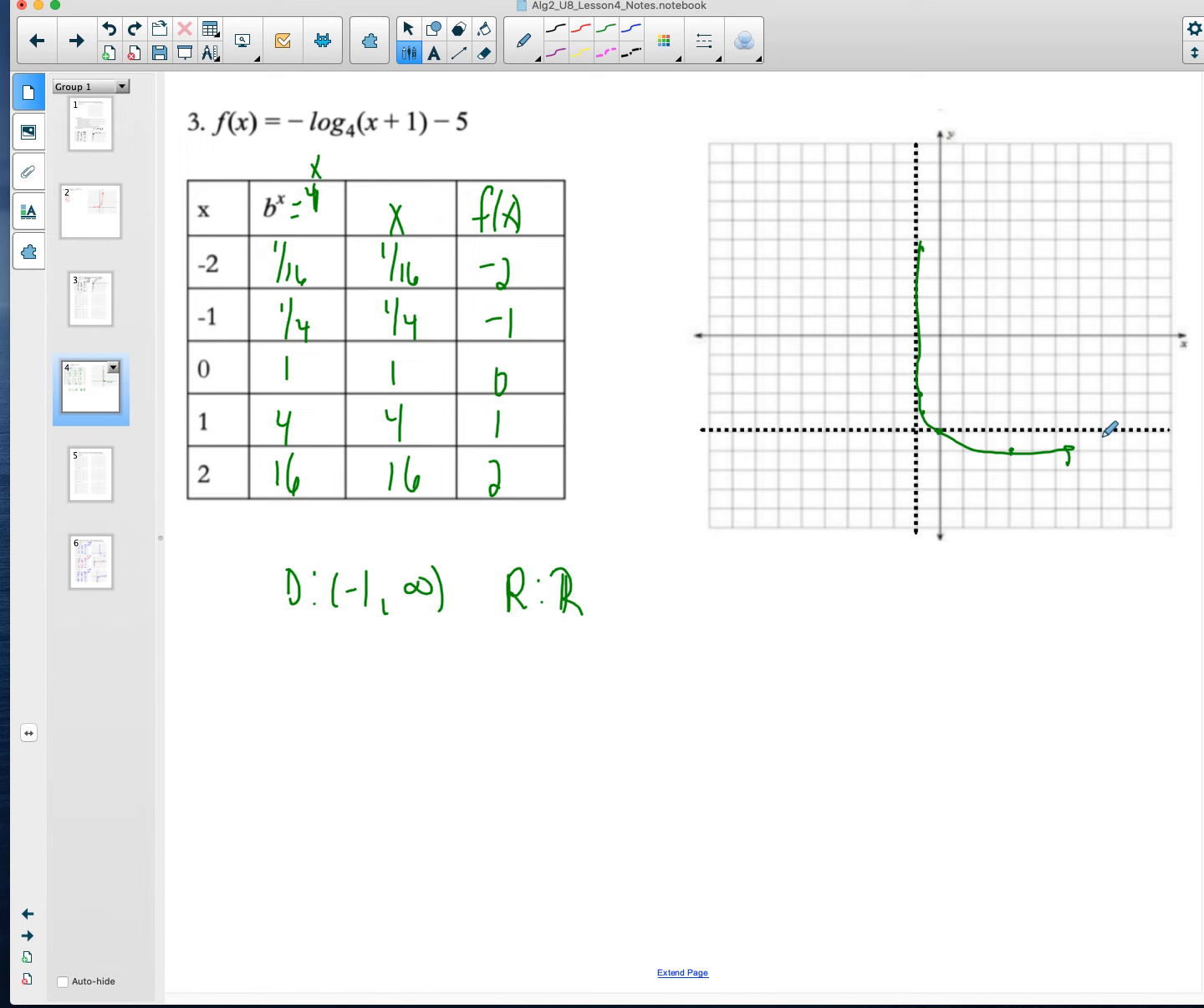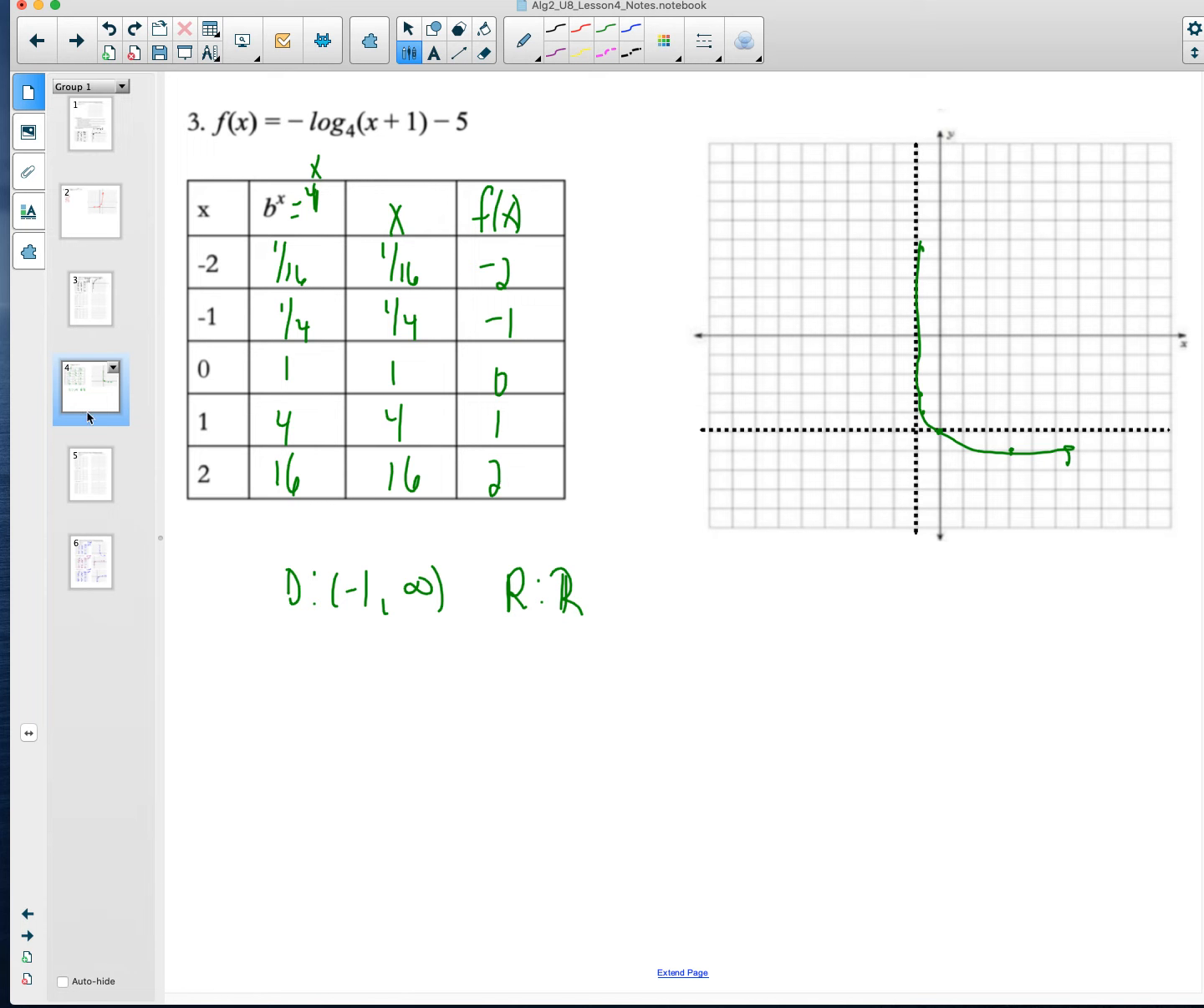So hopefully that was not too much work for you, and you can kind of see how that's related to everything we've talked about. Oh, and then real quick, once again, the domain, it's going to start at this vertical asymptote, so it's going to start at -1 and go to the right forever, so -1 to infinity. And once again, that's an open interval because we never quite touch that vertical asymptote. And then our range is all real numbers.